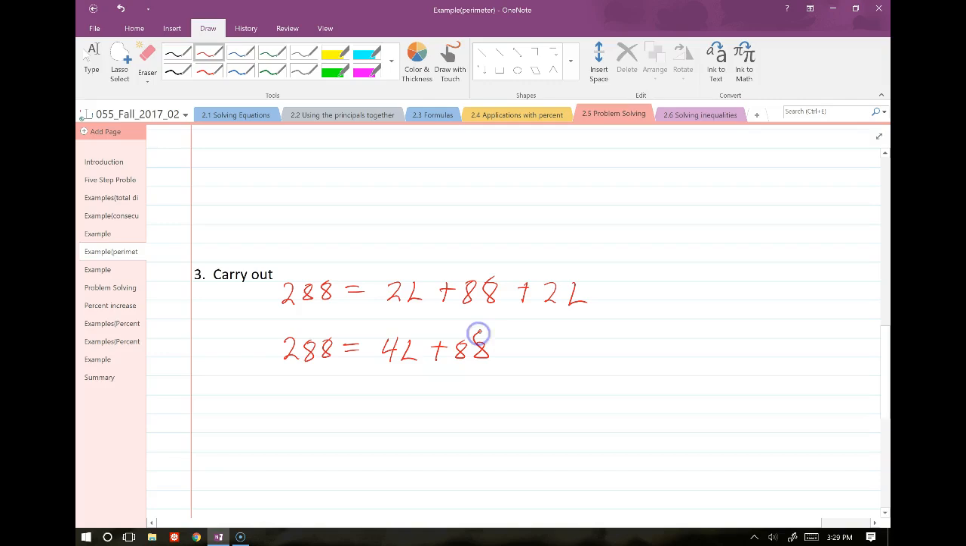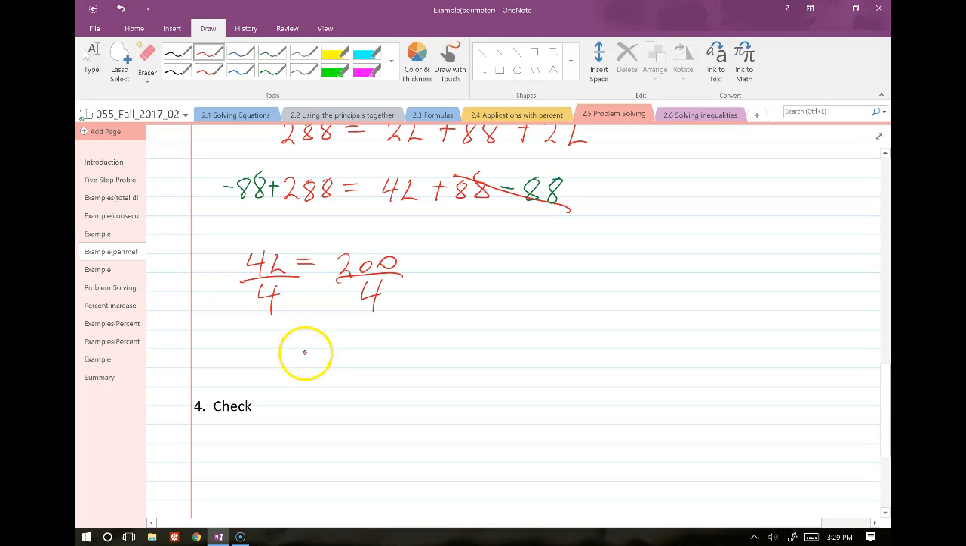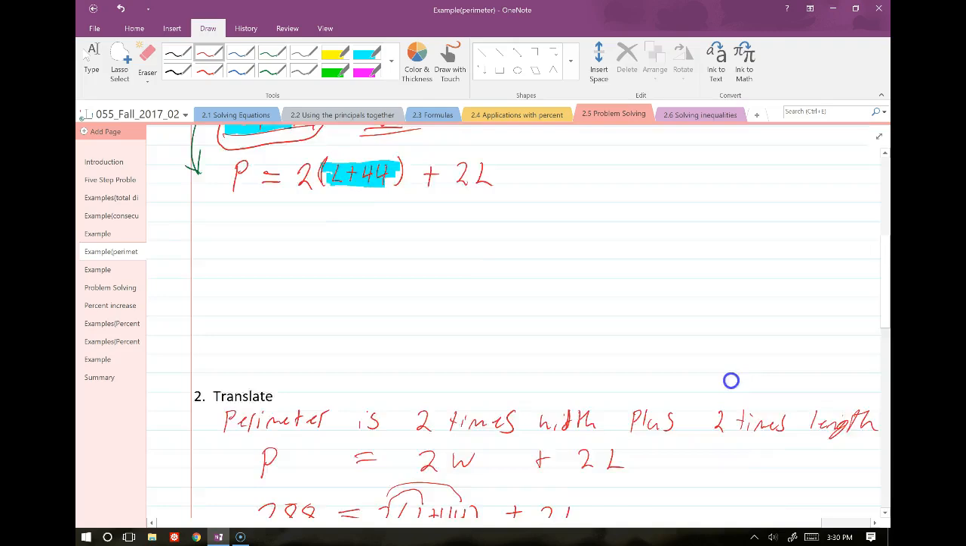I'm going to subtract that 88 from both sides. These guys are going to go away, and we get 4L is equal to 200. Divide both sides by 4, which is equivalent to multiplying by the reciprocal, and we have L equals 50. Now we want to check our answer. So we had L equals 50.